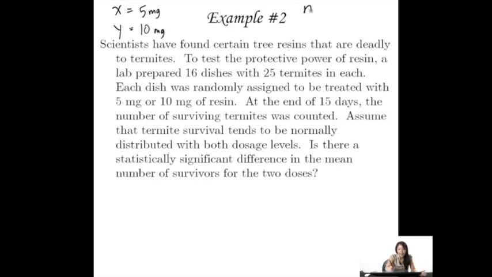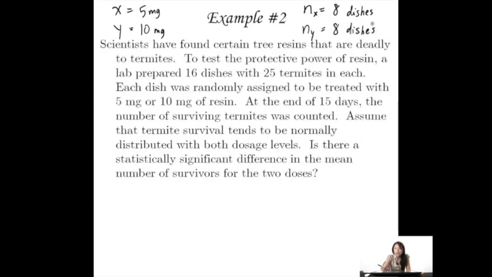So the N sub X, some people might think it's the 25 termites, but no, actually there's 25 termites in each of 10, I assume, petri dishes. And so really there's 8 petri dishes that have been randomly treated with 5 milligrams and 8 that have been treated with 10 milligrams, right? So this is 8 and 8. And when we say 8, we mean the dishes of treatment.